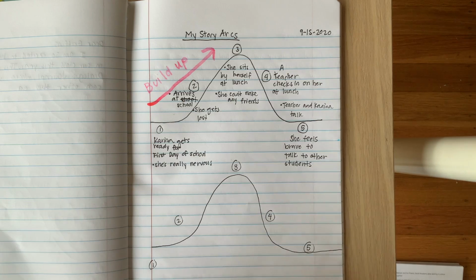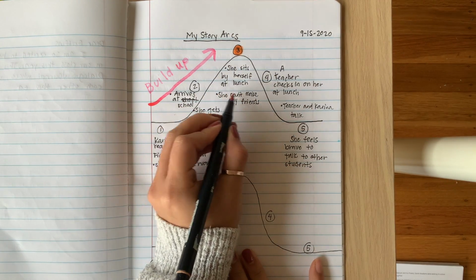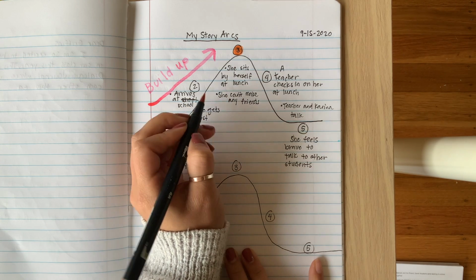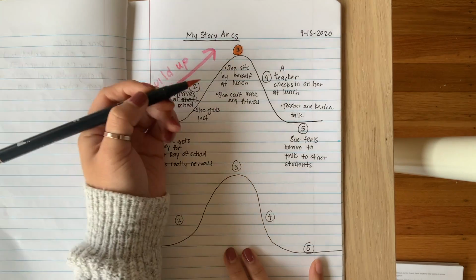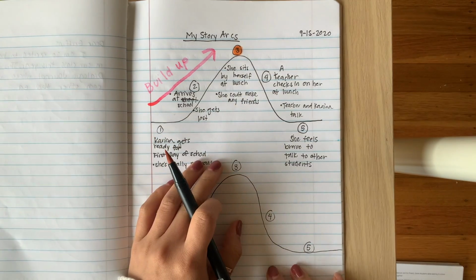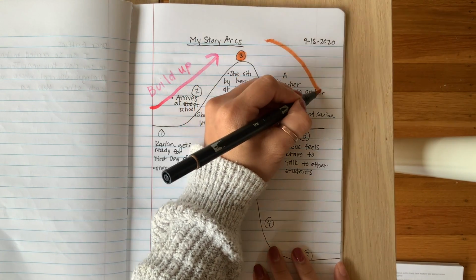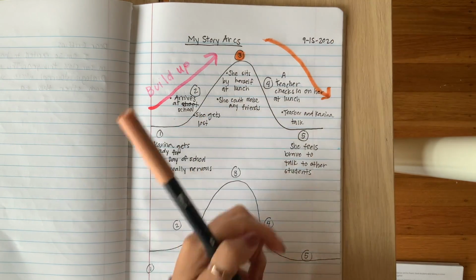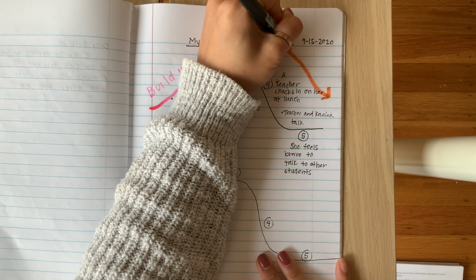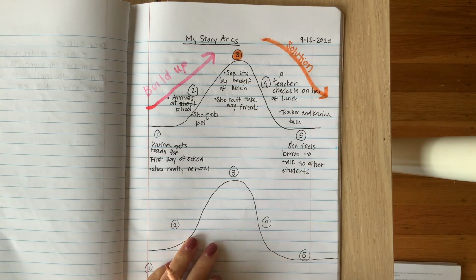And then in the middle of my story, that's where a lot of the problems come up for my character. I'm going to list out some things that can go wrong and really imagine how I can make the problem bigger. And then when we go down my arc, this is when you can start to think about your solution or ending to your story.